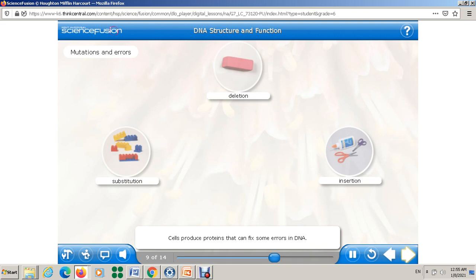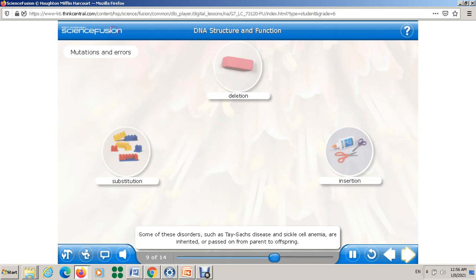Cells produce proteins that can fix some errors in DNA. However, sometimes a mutation occurs that is not fixable. A mutation is any change in the bases of a DNA molecule. Some mutations have no effect on a cell, and others can be beneficial. But some mutations can cause diseases. A genetic disorder results from mutations that affect the normal function of a cell.